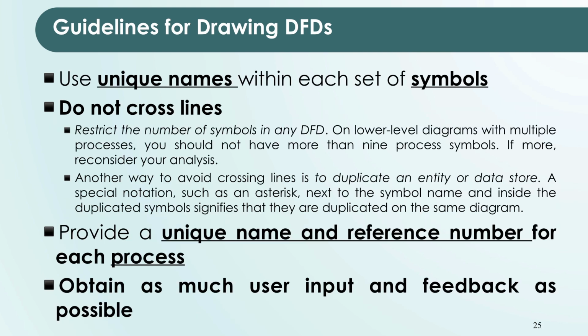The third guideline is to use unique names within each set of symbols. It is very important to distinguish one process or one symbol's name from another. Please use unique names in every single symbol that you have. The fourth guideline is do not cross the lines. You have so many lines of data flow, so please do not cross them. And then provide a unit name and reference number for each process. If it is needed, please provide a reference number.